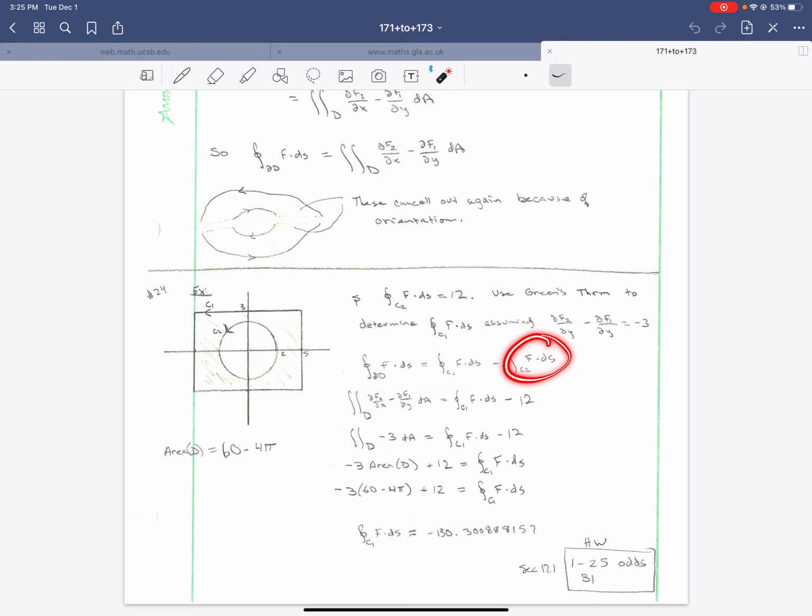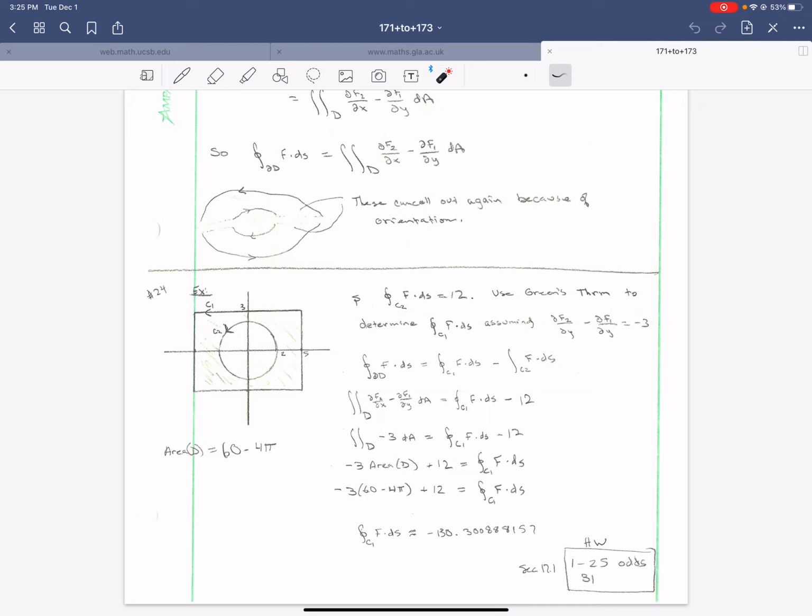Now, this piece, they already told me was 12. So that's how I changed that to 12. Now, I know this integrand over here, so this is where I'm going to take this piece and change it out for Green's theorem, because they told me to use that. And I know that the integrand there is -3, so they gave me that piece. But if I have this, I can pull the 3 out, and then I have the integral of just 1, which is the area of that entire region, domain.